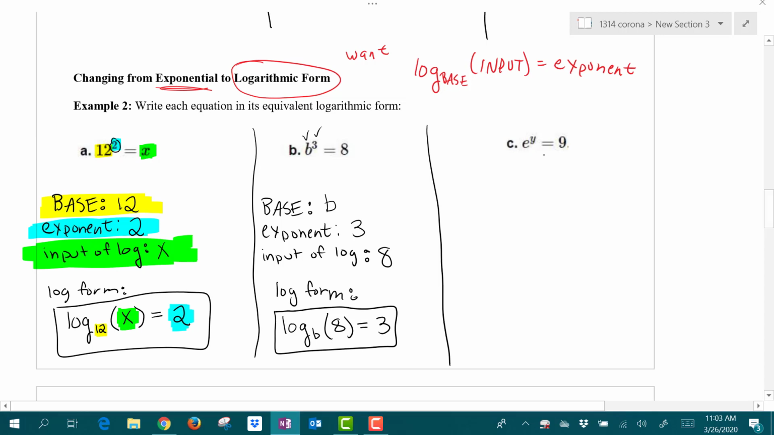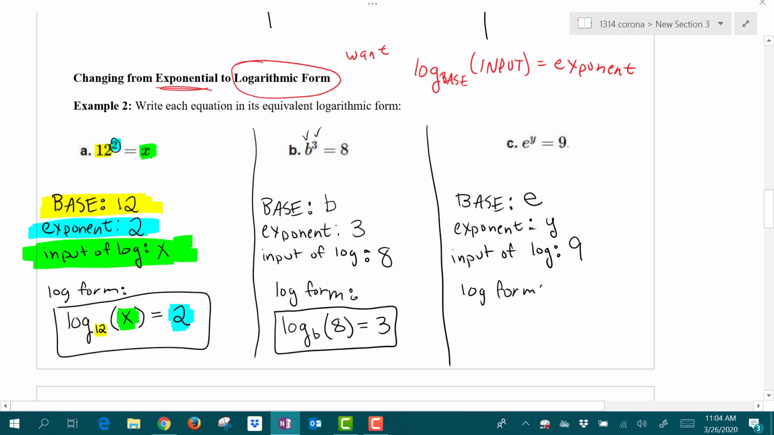All right, last one, part C. We want to change this from exponential form to log form. We're going to identify the 3 moving parts. What's the base? What's the exponent? What's the input of the log? All right, the exponent is usually the easiest to identify. It's the small tiny thing that's at the upper right of something else. So that's y. The base would be e. And then the only thing we haven't identified yet is the 9, so that's the input of the log.